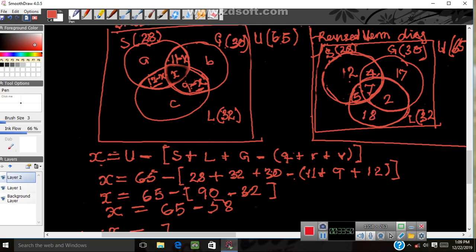For you to be sure that what you have done is correct before you start answering the question, try and add all the figures in the set. If it is not up to 65, then everything you've done is wrong. So I will start adding. I'll start taking it from here. 12 plus 4 will give me 16. 16 plus 7.